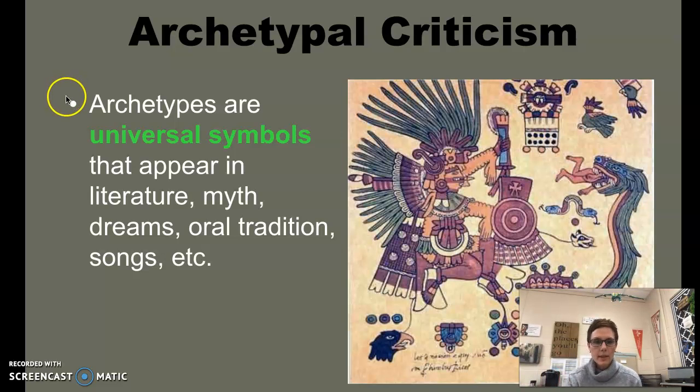Okay, number 3 is archetypal criticism. Archetypes are universal symbols that appear in literature, in myths, in dreams, in oral tradition, in songs. When I tell you to use the archetypal lens, you are looking for universal symbols that you would see across the board in different books, poems, etc.